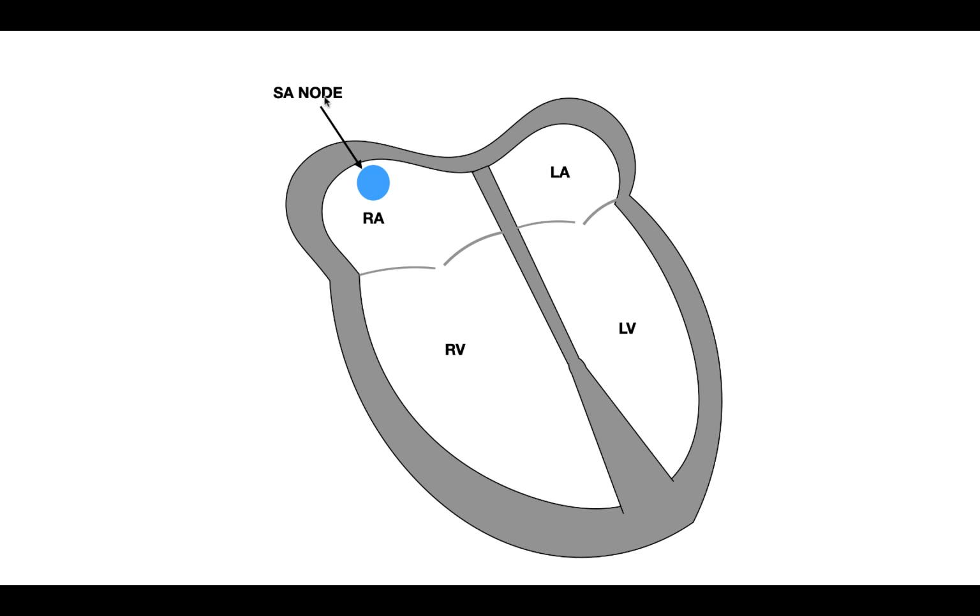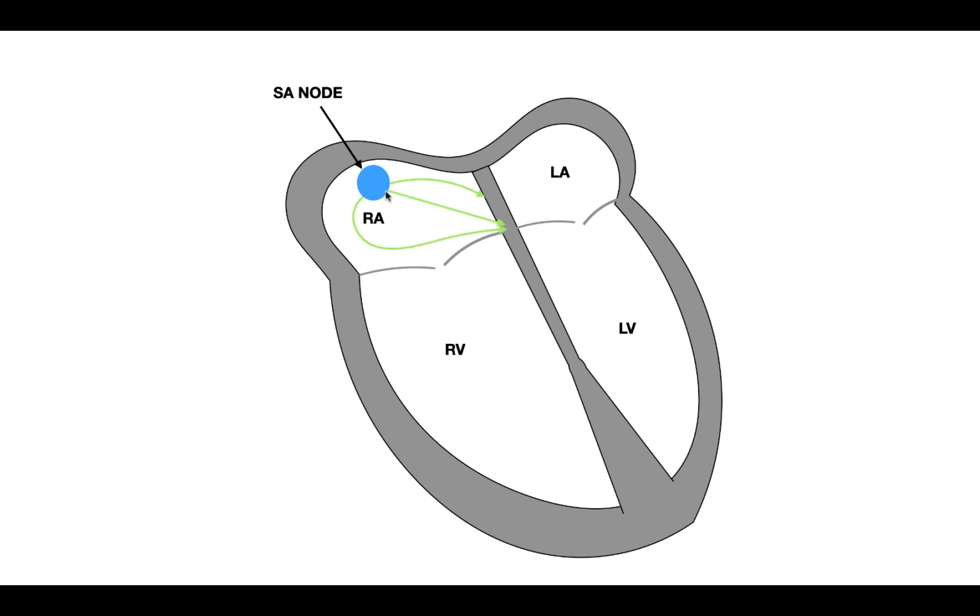Now, in a normal healthy heart, the SA node is going to be the originator of the heartbeat. In other words, in a healthy heart, the SA node is what's going to determine the heart rate. Typically, a normal healthy heart is going to have a heart rate between 60 and 100 beats per minute. If it's above 100 beats per minute, this would mean that the person is tachycardic. And if the person has a heart rate below 60, this would mean that the person has bradycardia, or a slow heart rate.